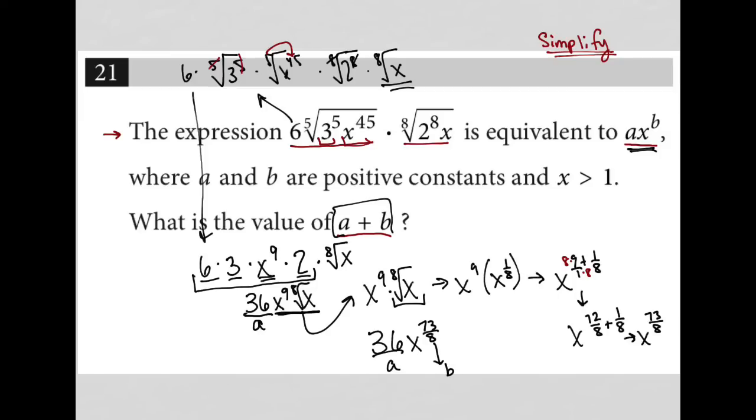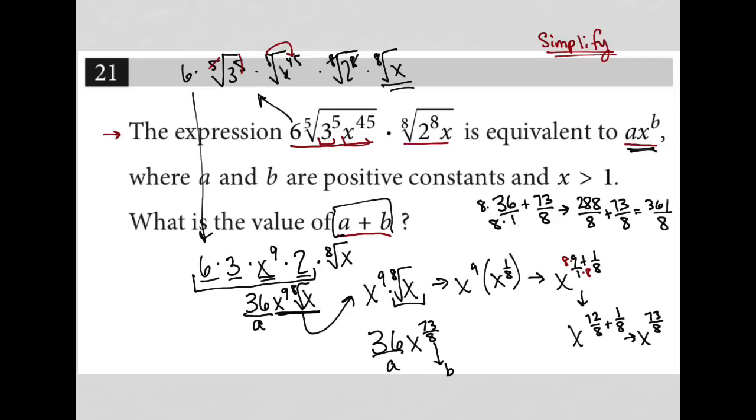The question asks for a plus b, so I'm going to add that together now. So 36 plus 73 over 8. Again, I need to have a common denominator, so I'm going to treat this like a 36 over 1. I'm going to multiply top and bottom by 8. This leads to 288 over 8 plus 73 over 8. And on my calculator, 288 plus 73 is 361.